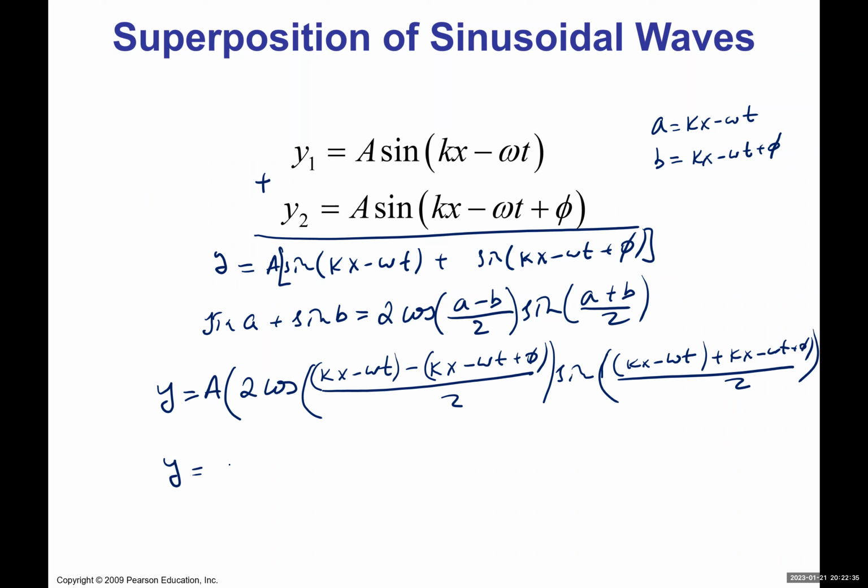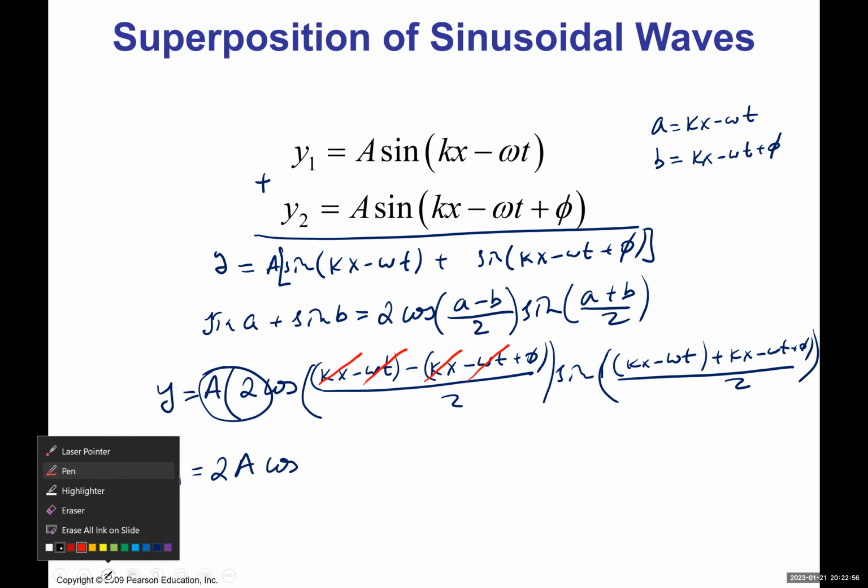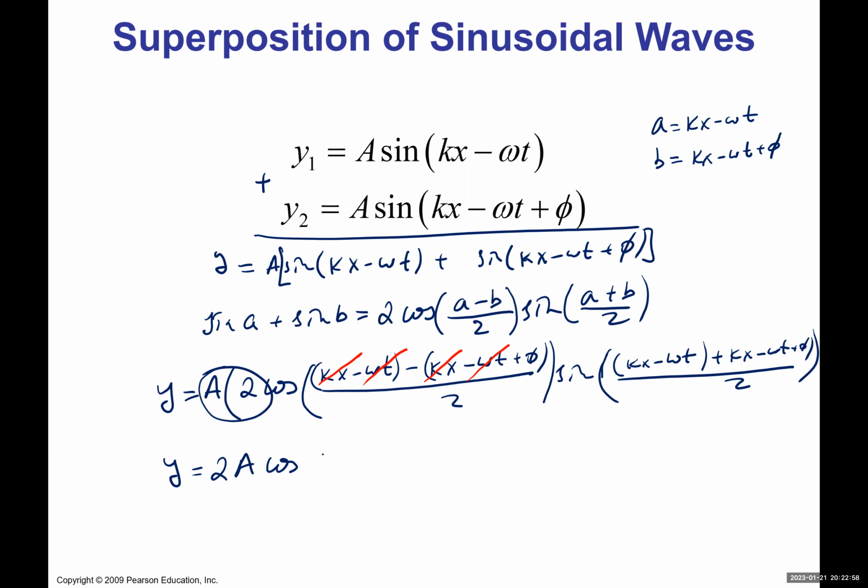Y equals 2A, combining those two, then cosine. From here, if we do the little algebra, this technically cancels with that, and this then cancels with that, and we only have phi inside there. That means I can just say this is cosine of phi over 2.